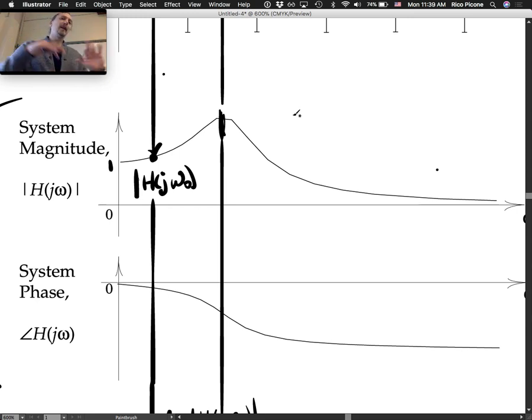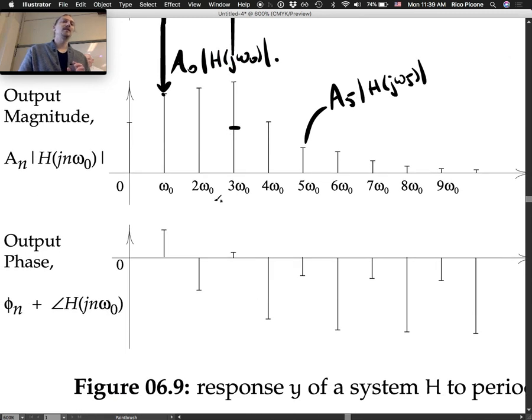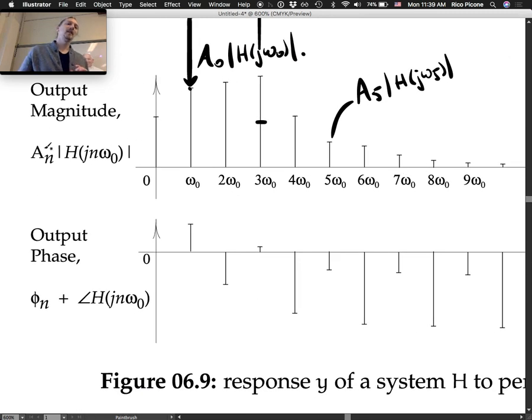Then when you combine them together, when you put that input into the system, how the system affects that input is what the Bode plot's describing for you. And what this output is showing is the scaling of the magnitudes of the input by the magnitude of the frequency response function, and then the shifting of the phases of the input by the phases of the frequency response function.